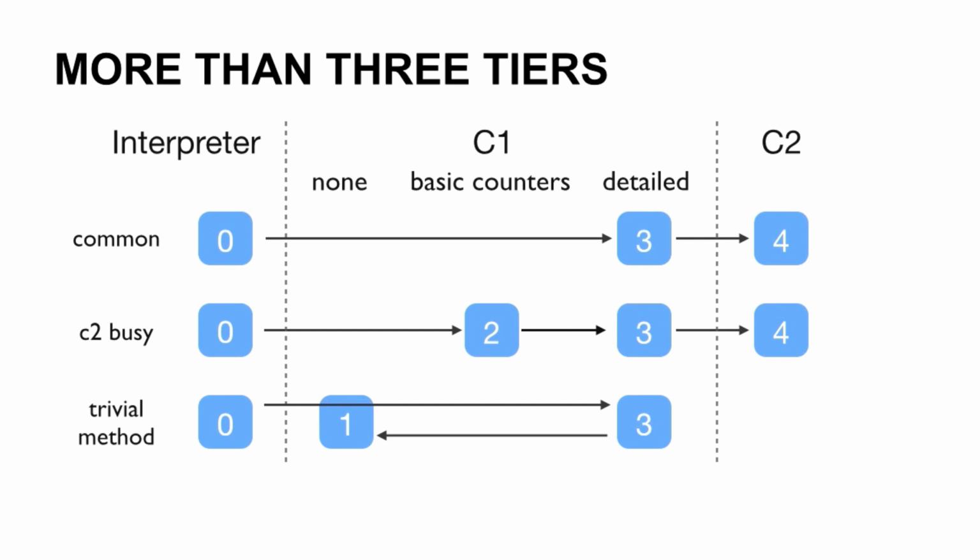Now the common workflow, it's what I just showed you. We start off in Tier 0, the interpreter. We go to Tier 3, which is C1, and then from there to Tier 4, which is C2.